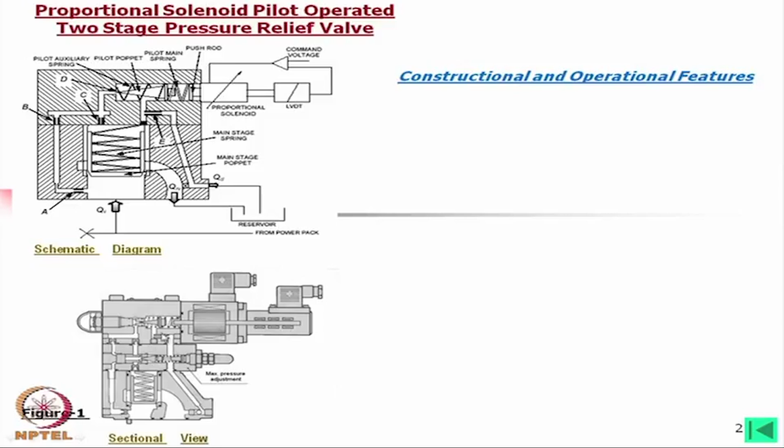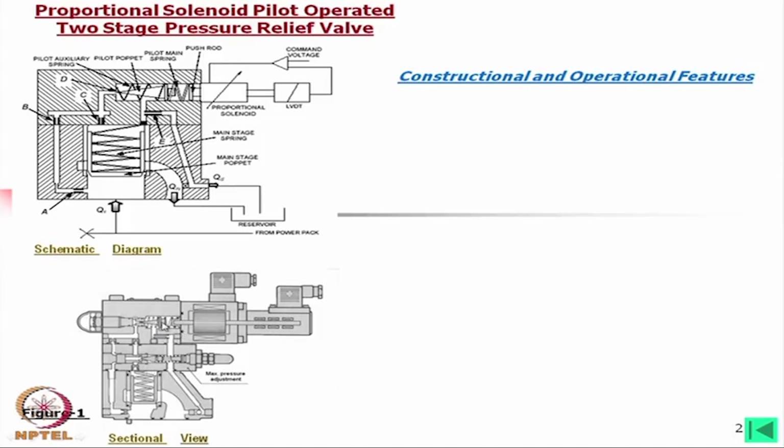Now, the upper part here is the pilot stage. In the pilot stage what do we find? We find a poppet, this conical poppet, and this is sitting on a hole. So, this must be a variable orifice, and then the operation can be described like this.